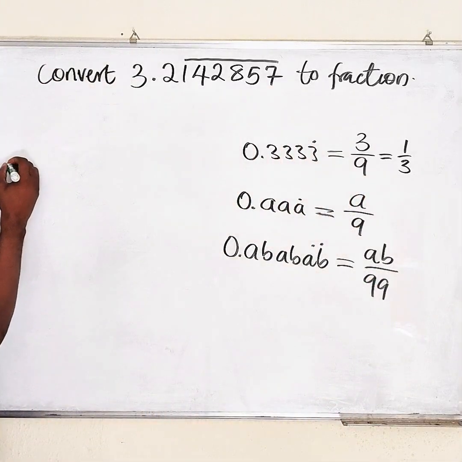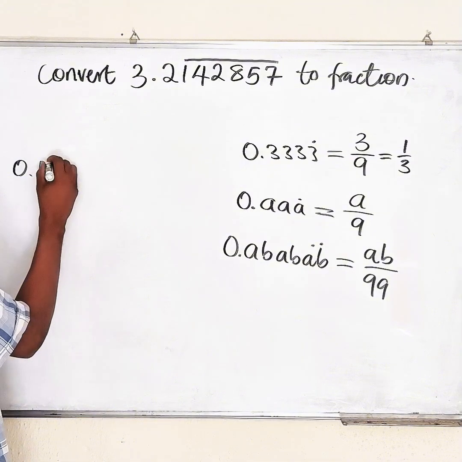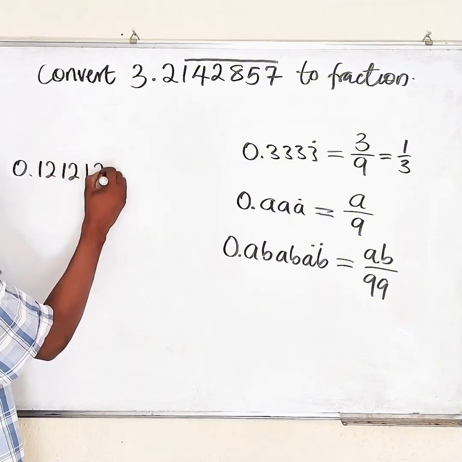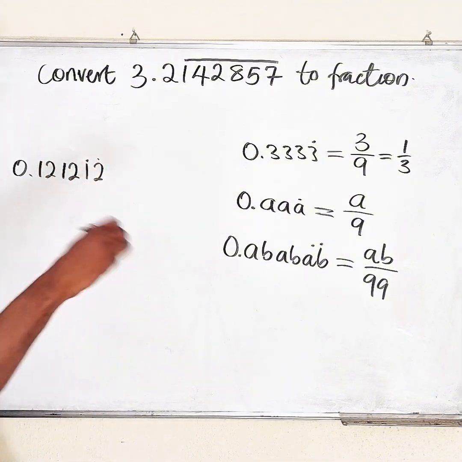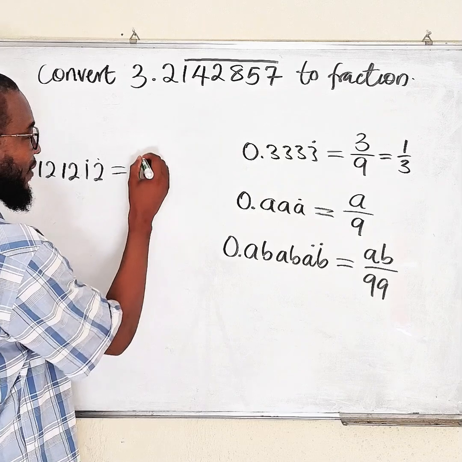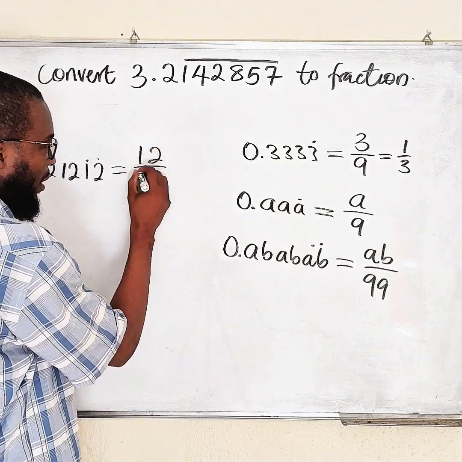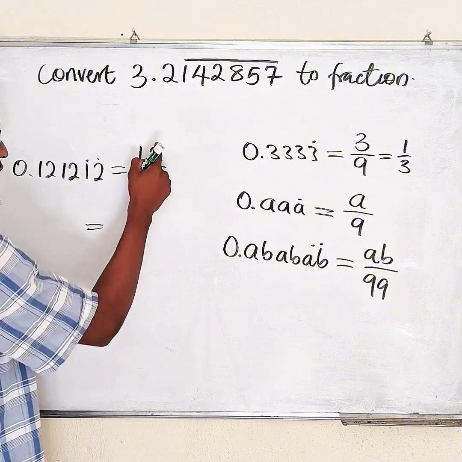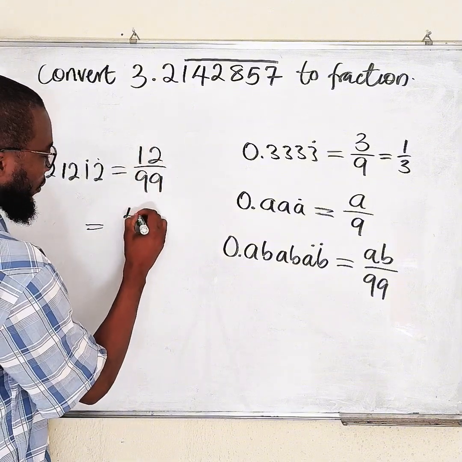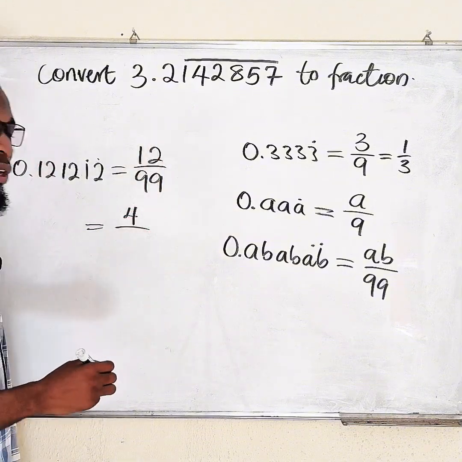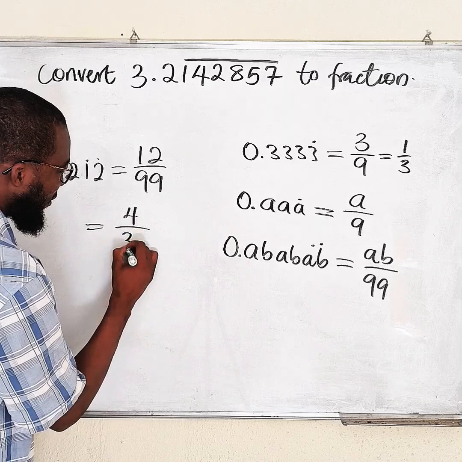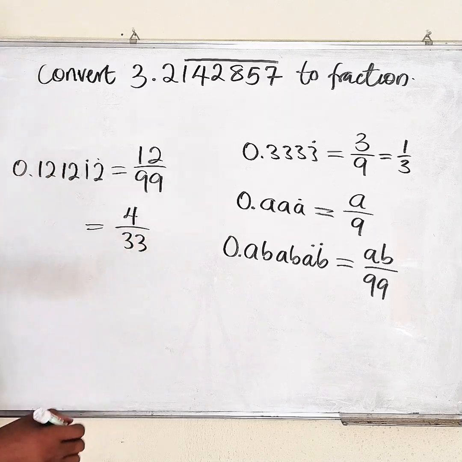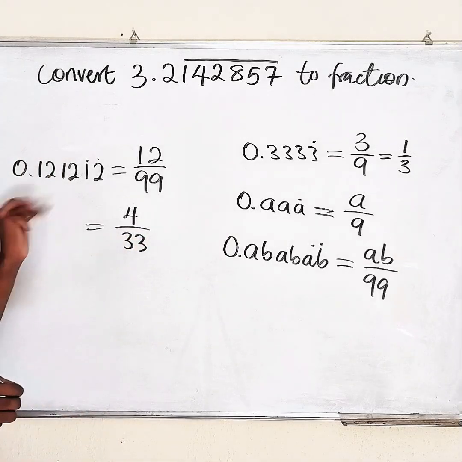Therefore, if we have, for instance, 0.1212, you see, 1, 2 keeps on recurring. This is the same thing as 12 divided by 99. If you can reduce it, you can do that. I know that 3 can go into 12 exactly 4 times, and 3 can go into 99 exactly 33 times. Therefore, 4 divided by 33 will give us this value.